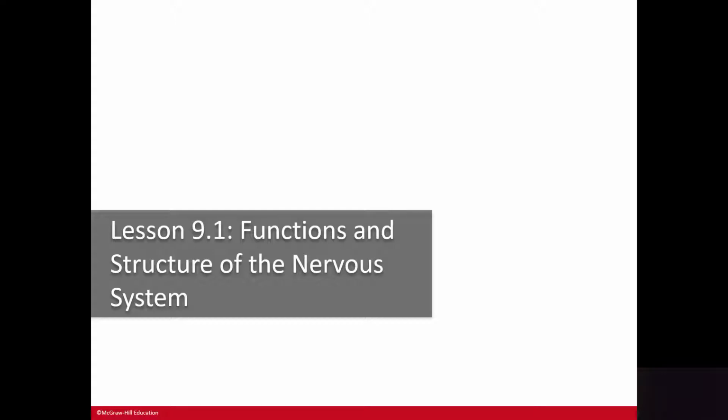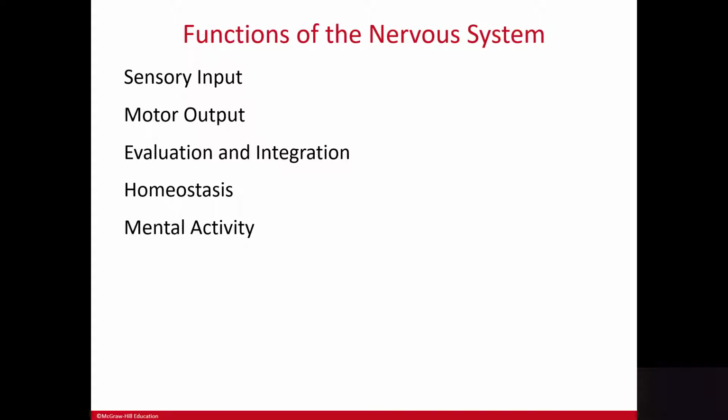This time we're in Chapter 9 and the nervous system. Let's start with some basic anatomy and the functions and structure of the nervous system. Your nervous system has 5 basic functions. They are sensory input, motor output, evaluation and integration, homeostasis, and mental activity.